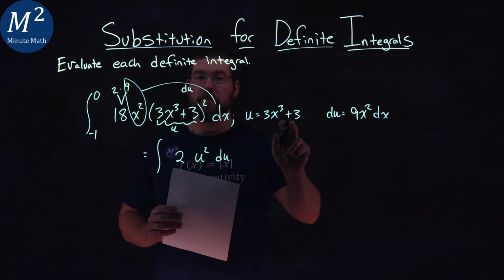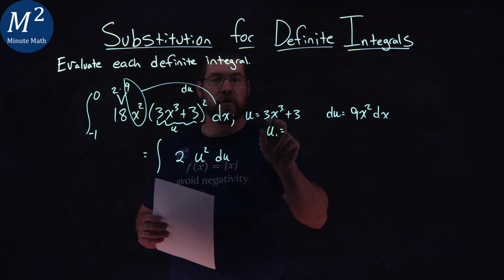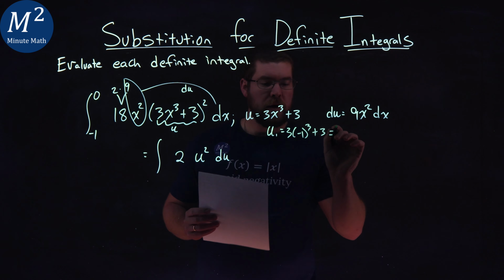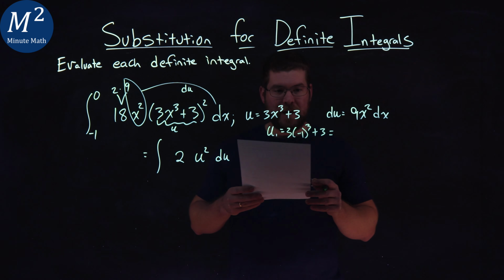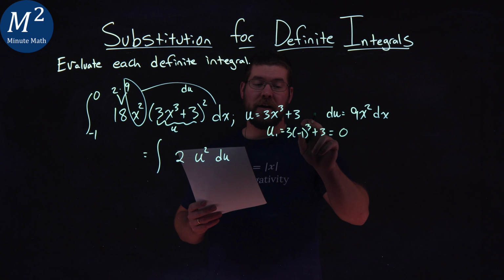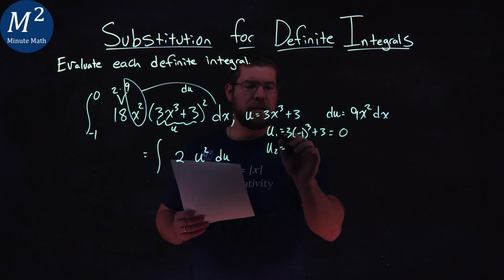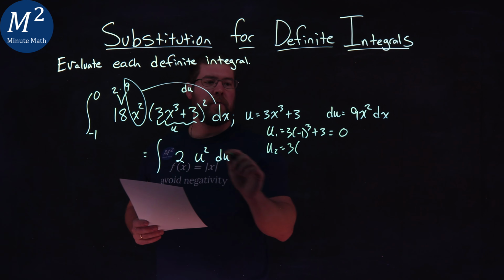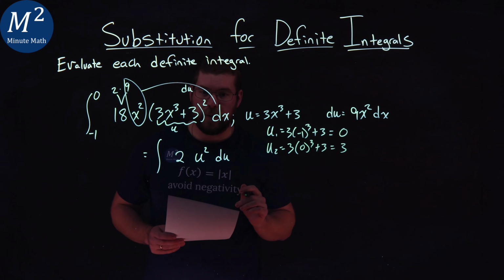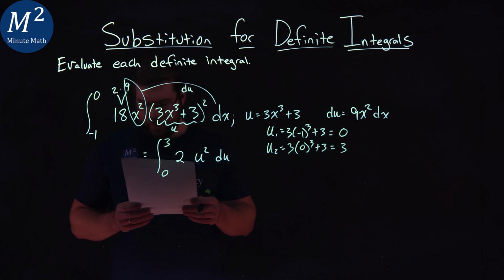So we take what we know to be u, and let's plug in our values, -1 and 0 for x, to get it in terms of u. So 3 times -1 to the third power plus 3, and that comes out to be 0, right? -1 to the third power is -1, times 3 is -3, plus 3 is 0. For the upper bound, 0 to the third power plus 3 comes out to be 3. So we have our integral now from 0 to 3.